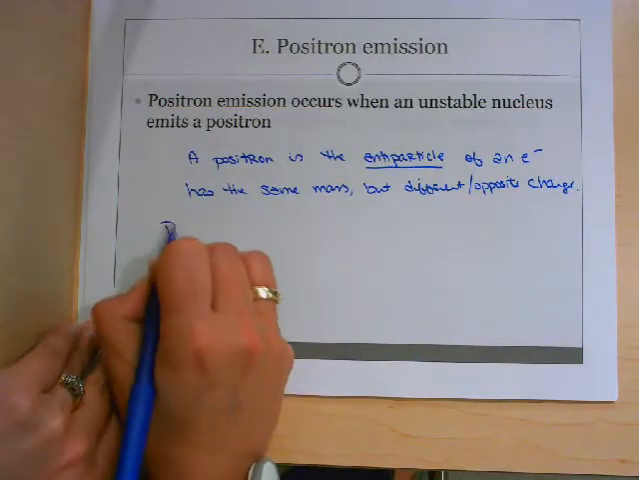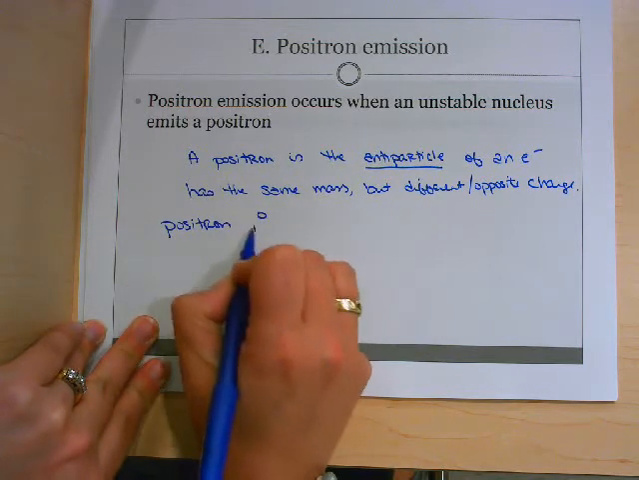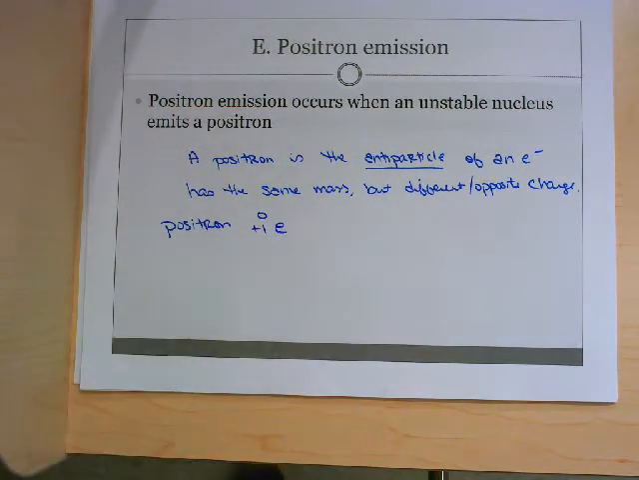So a positron is symbolized like that. Similar to an electron, it has no mass, but it's going to have a +1 charge. So it's not a neutron, because a neutron would have mass. And it's not a proton, because the proton would have mass and charge. So this is a positron.